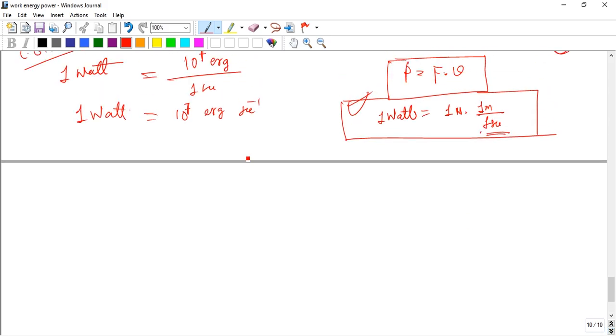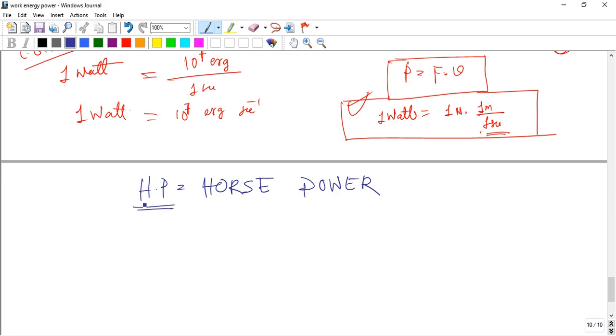horsepower. Horsepower is very important. In huge machines like a railway loco engine, any huge engine, we calculate the power in horsepower. So HP means horsepower.